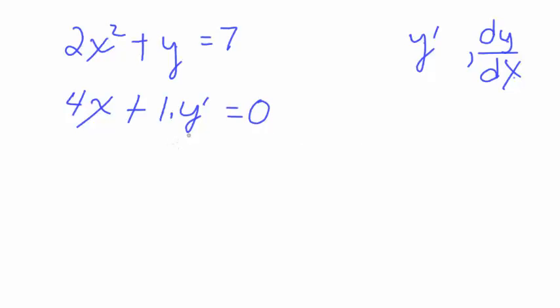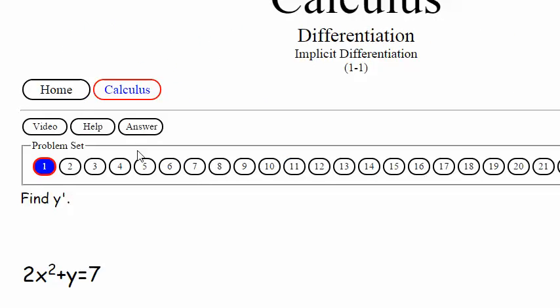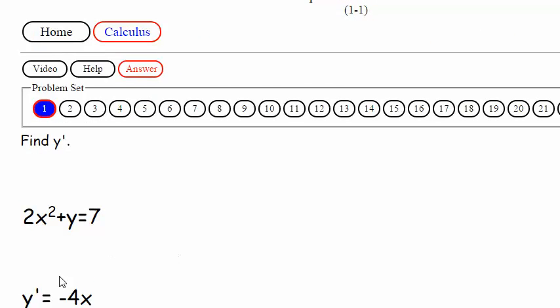So now what we're going to be able to do here is go ahead and solve for y prime in this equation. So we end up with y prime is equal to negative 4x. And we're done. All right. That's simple. Okay. Let's move back to the page. And there we go. Y prime is equal to negative 4x. So it's not too bad.